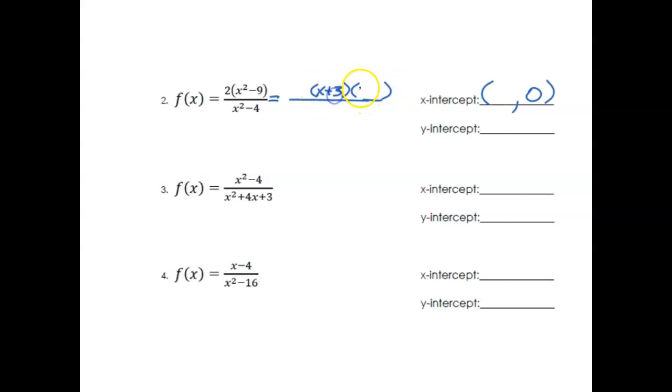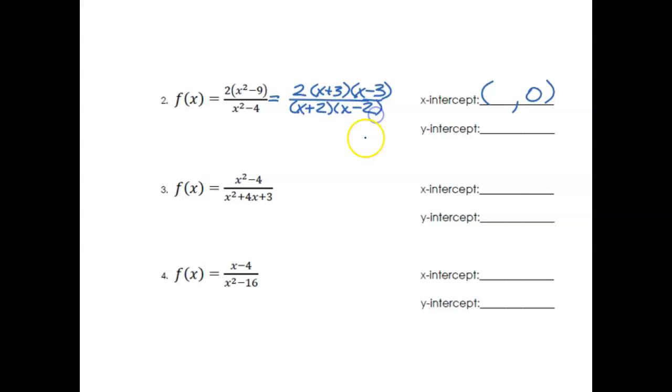X plus 3 and x minus 3. And don't forget the 2 out in the front because the 2 is still part of the numerator. Good. The denominator can also be factored. What can it become? X plus 2 and x minus 2. It's also a difference of squares. So x plus 2 and x minus 2.